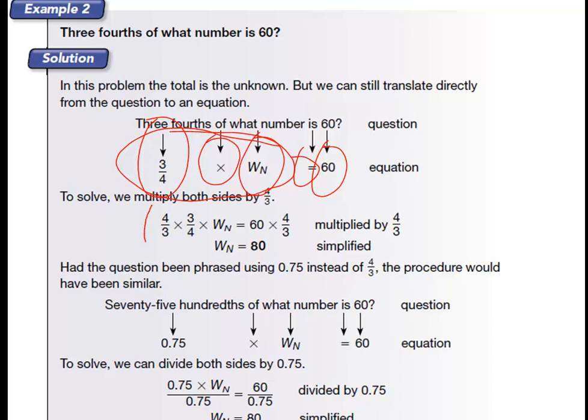So what do we have to do? We have to multiply by its reciprocal, and if we do that on both sides, then we stay balanced. And what happens is that it eliminates it on this side, which leaves us just our variable, and then we do it on this side here, we get 240 divided by 3, which is 80. So we know that our answer is 80. So had the question been phrased using 0.75 instead of 3 over 4, then the procedure would have been similar. We just would have pulled 0.75 down, what number? 60, and then we would have divided by 0.75 and still come up with the same 80.